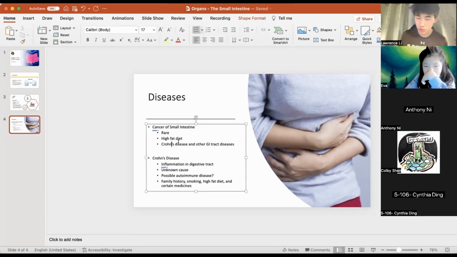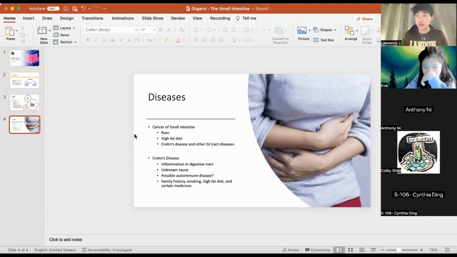But you guys also know that I like to talk about how these things can happen, right? And so a high fat diet can lead to cancer of the small intestine. And what I really don't like to tell you guys is that researchers don't really know why, right? We know that there's a link between high fat and risk of intestinal cancer, but we don't really know why high fat leads to intestinal cancer.